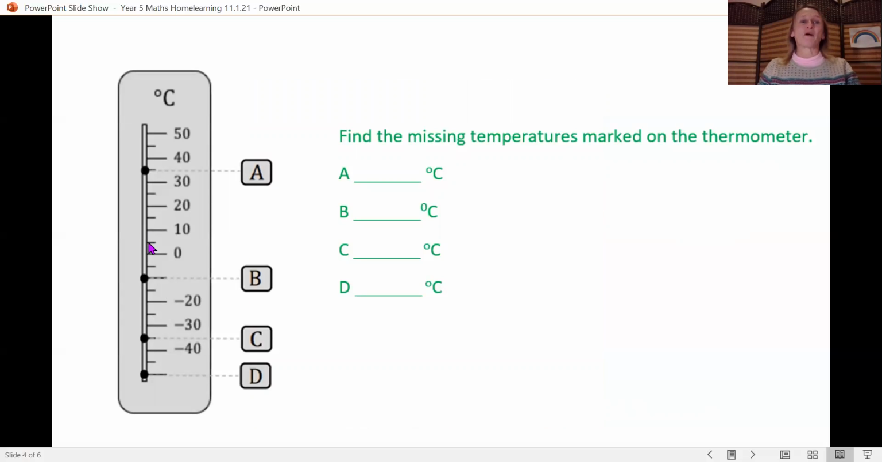So this is our thermometer. And I want you to find the missing temperatures marked on the thermometer. And it's a very similar thermometer. It's the same kind of shape. And there you are, 5, 10, 15, 20. The little ones aren't marked in, but none of these letters point to any point on the thermometer that needs you to count in ones. Okay, they're all in 5s. So I want everybody to write down what the missing temperatures are.